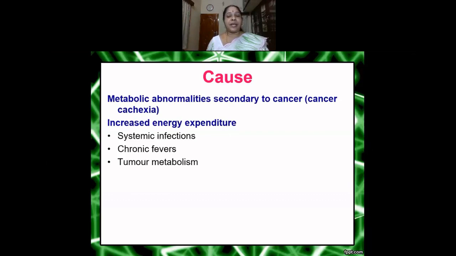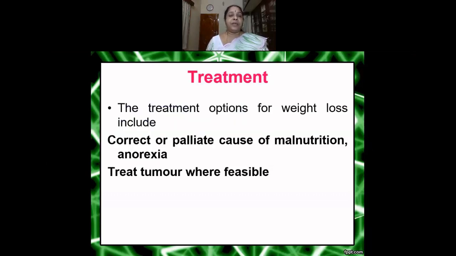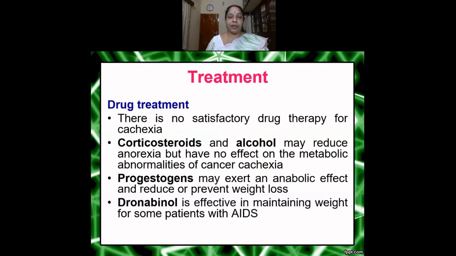Metabolic abnormalities secondary to cancer can cause cancer cachexia, which is the extreme loss of weight. Increased energy expenditure: when more energy is used by the body, as in systemic infection, chronic fevers, and tumor metabolism, they use more energy, and therefore it leads to weight loss in the individual. Treatment. The treatment options for weight loss include correcting or palliating the cause of malnutrition and anorexia. You just find out what is the reason for the weight loss and try to correct that, and treat the tumor wherever it is possible.